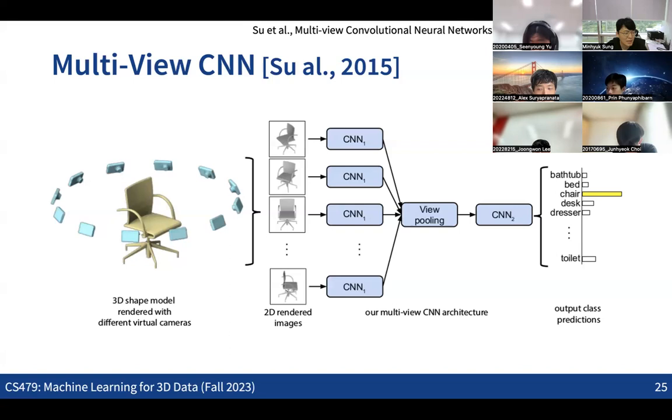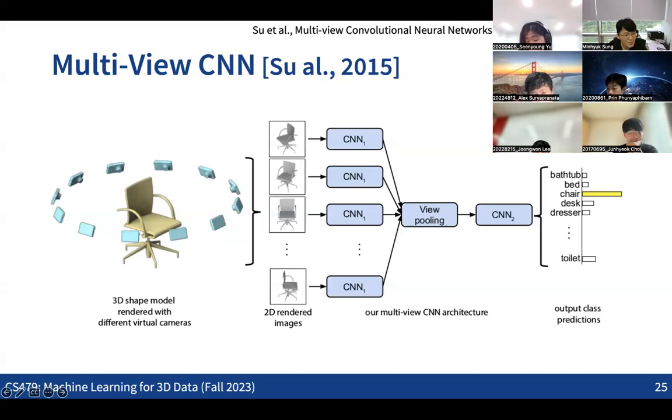But even when you have some random rotations, through this kind of view pooling operation, we could actually also get the same classification results. But we're going to get into rotation invariance and equivariance later. Okay, thank you for the question.